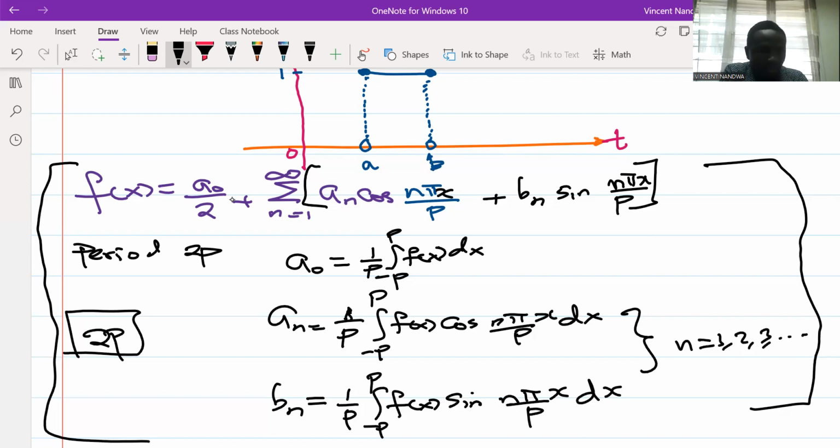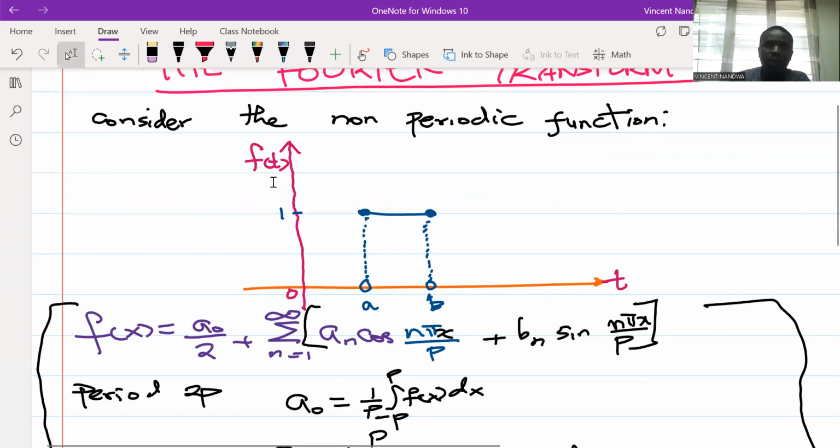But not all functions are periodic. For instance, the function sketched on this given graph from A to B isn't periodic. So when we have functions which are not periodic, we use what we call the Fourier transform to represent them, and the representation turns out to be integrals involving complex numbers, involving the cosines and sines.